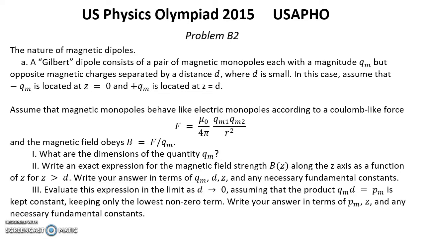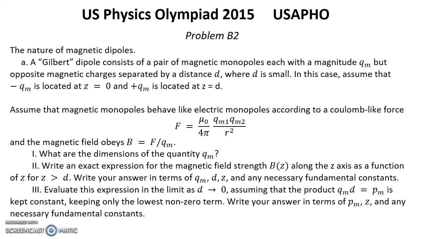Second question. Write an exact expression for the magnetic field strength Bz along the z-axis as a function of z for z greater than d. Write your answer in terms of Qm, d, z, and any necessary fundamental constants.